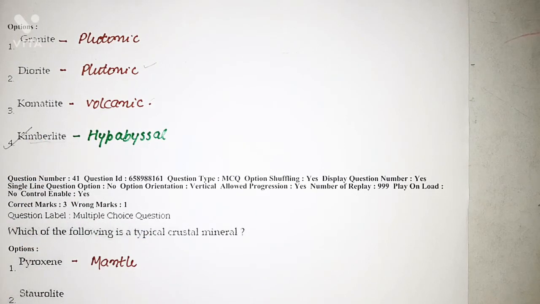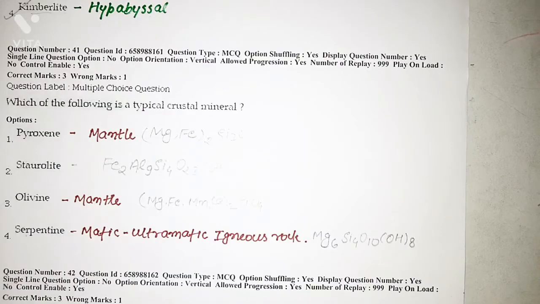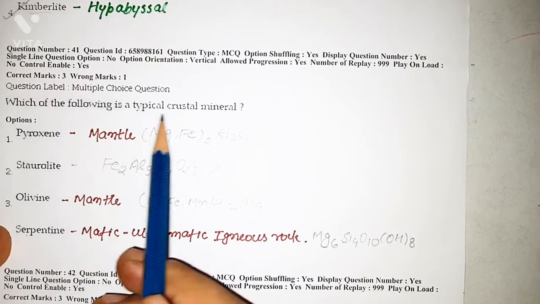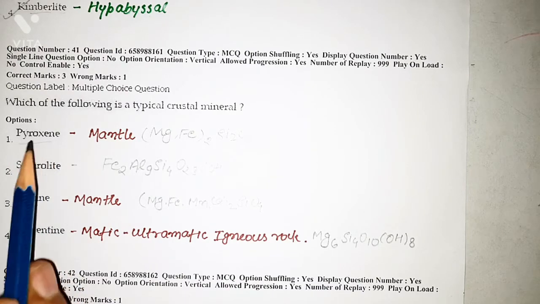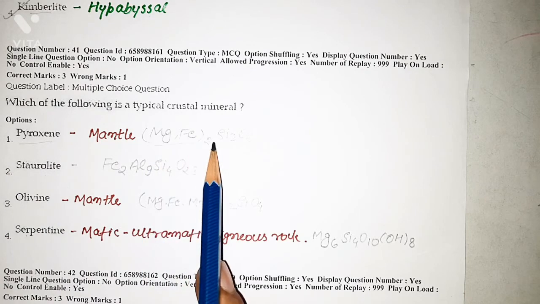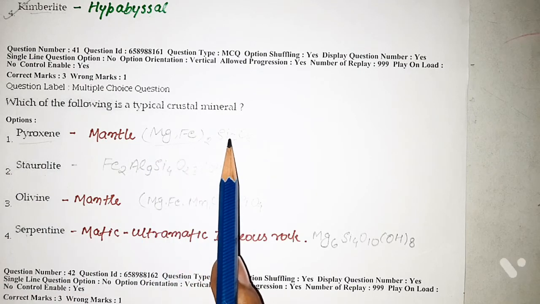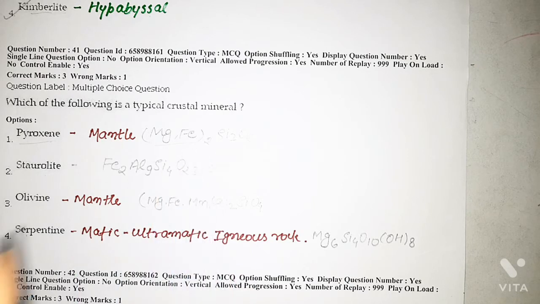Next question is, which of the following is a typical crustal mineral? We have to tell which of the following minerals, pyroxene, staurolite, olivine and serpentine, is typically found in the crust. First one is pyroxene. Composition of pyroxene is (Mg,Fe)2Si2O6. This is a ferromagnesian mineral and this is typically found in the mantle.